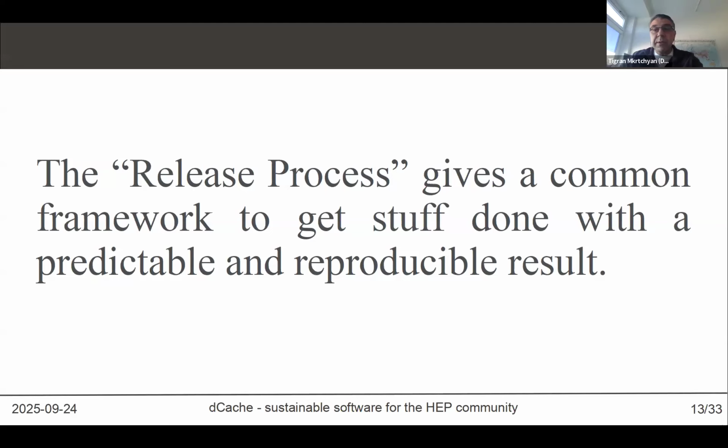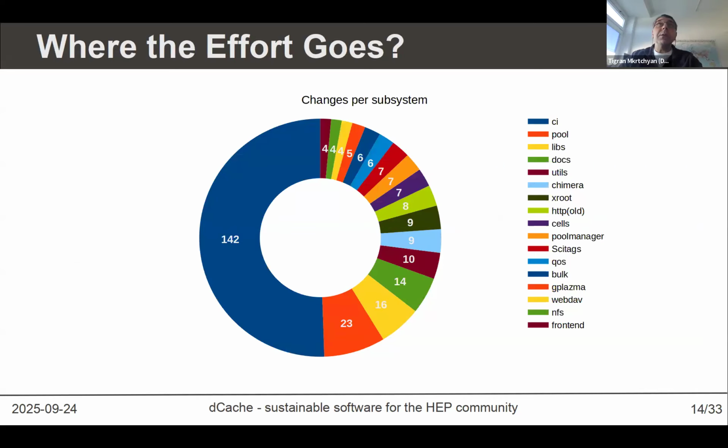And this release process gives us a stable and consistent way to have reproducible and predictable builds every time. And so this is the pie chart of changes that we did in the last 18 months in terms of number of commits. And you can see that the majority, about half of it, just goes into CI. It is not improving functionality or adding new features, it is just getting CI done.